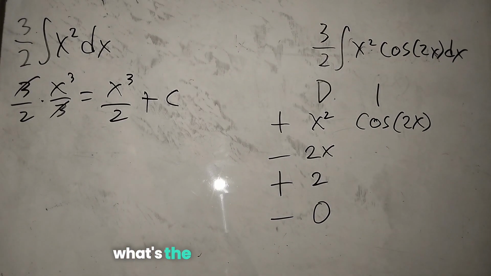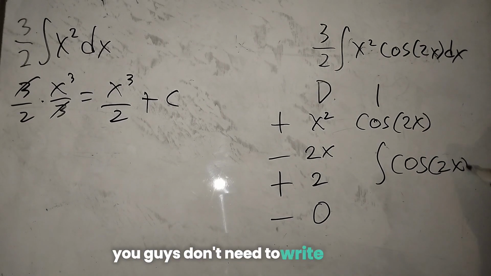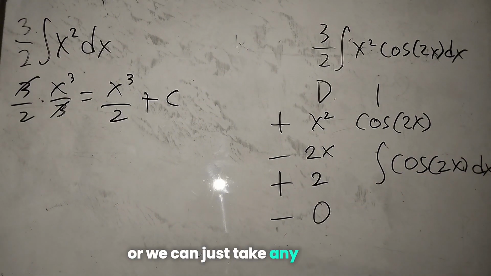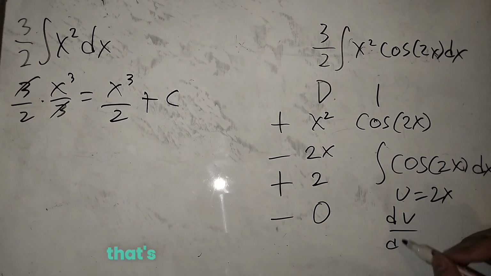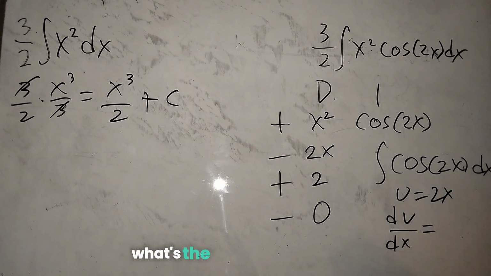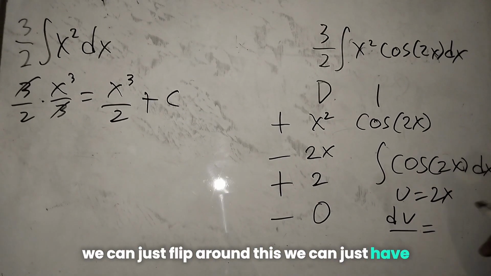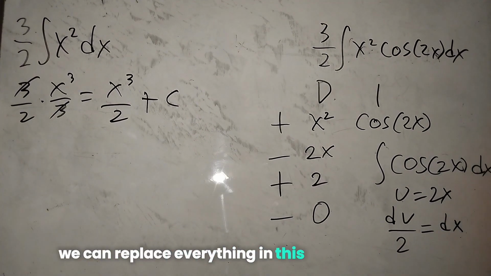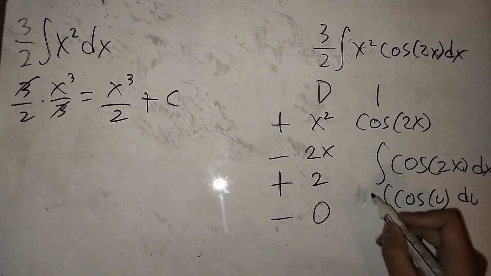How about this one? What's the integration of cosine 2x dx? I'm going to write it down. It's actually pretty easy, guys. You don't need to write it down, but I'm going to write it down to explain in this video. We're going to use something called u substitution, or you can use any variable, but I'm going to use u. u is 2x, and then I can take the differentiation of that. What's the differentiation of 2x? We know it's 2. We can just flip this around, so dx equals du over 2. You can replace everything in this integral with this, like this, right, guys? And then we can take the over 2 outside, giving us this.